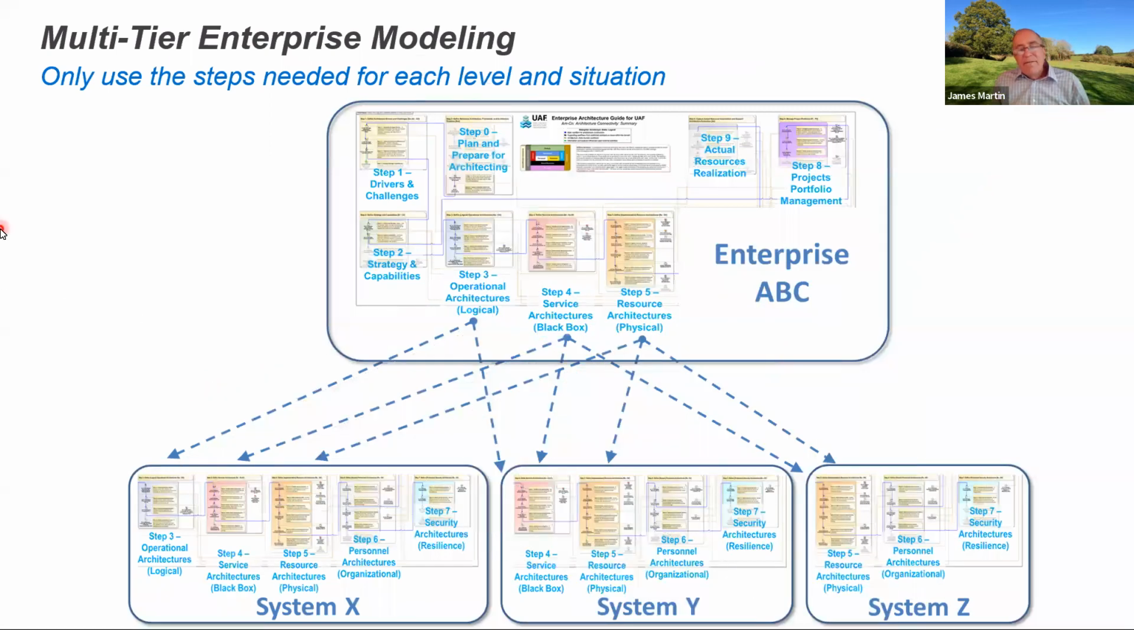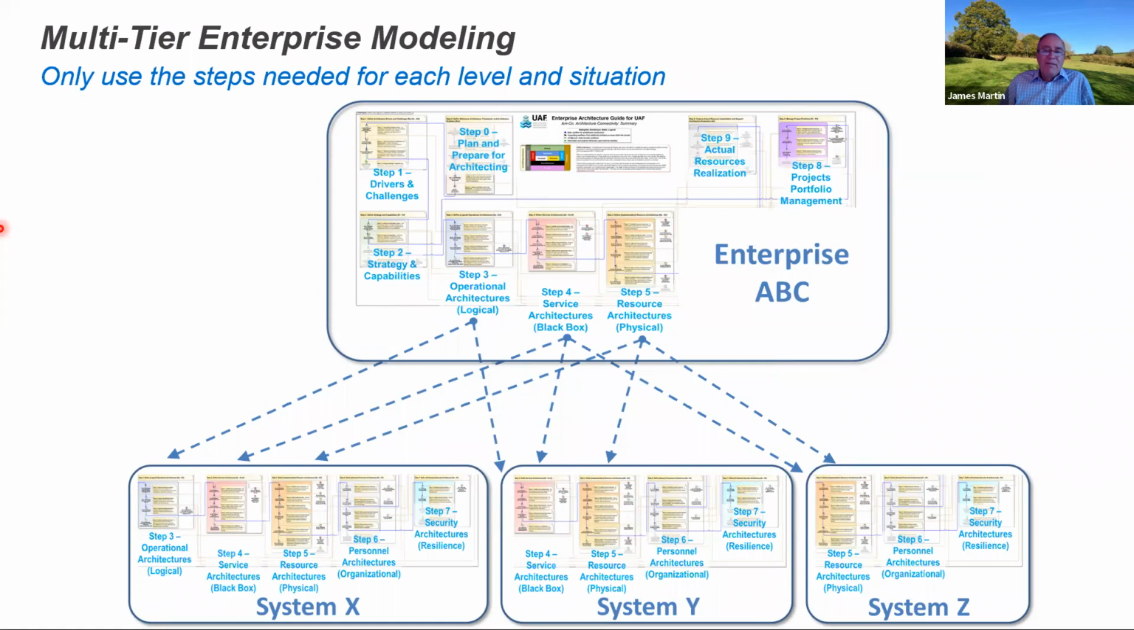So the workflow is not a process, even though it looks like a process. It's really more like a work breakdown structure. It's defining all the steps involved in building all 72 views in the framework. But of course, since you're not going to use all the views, you need to tailor the workflow, and you might reuse the workflow in different steps at different levels of your architecting.